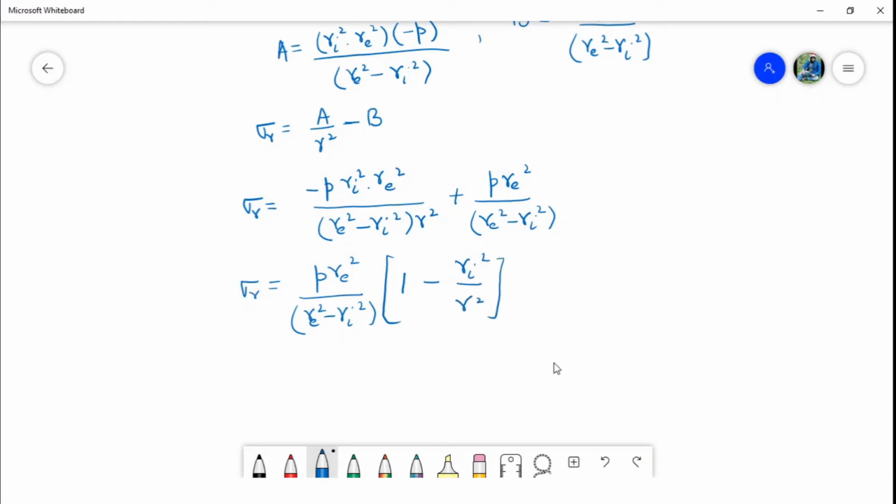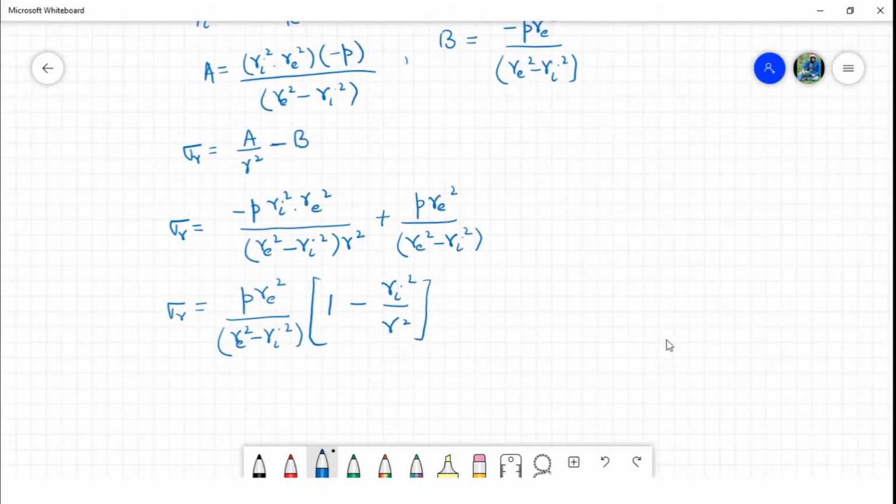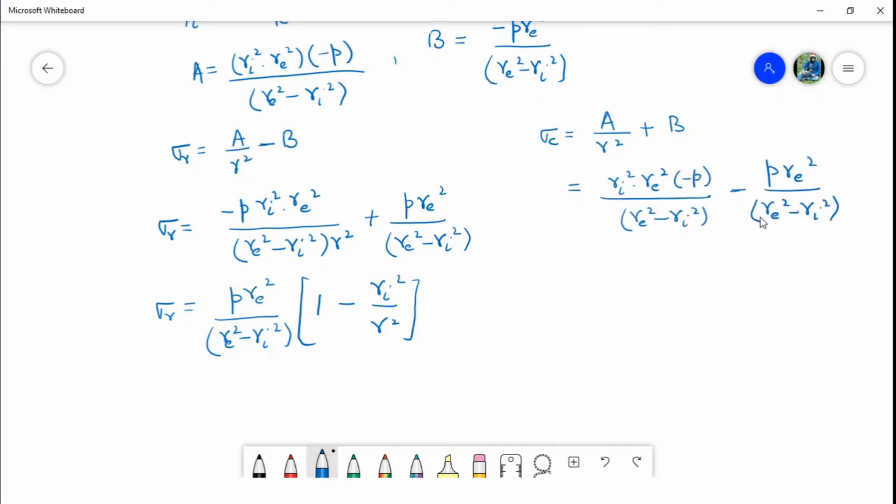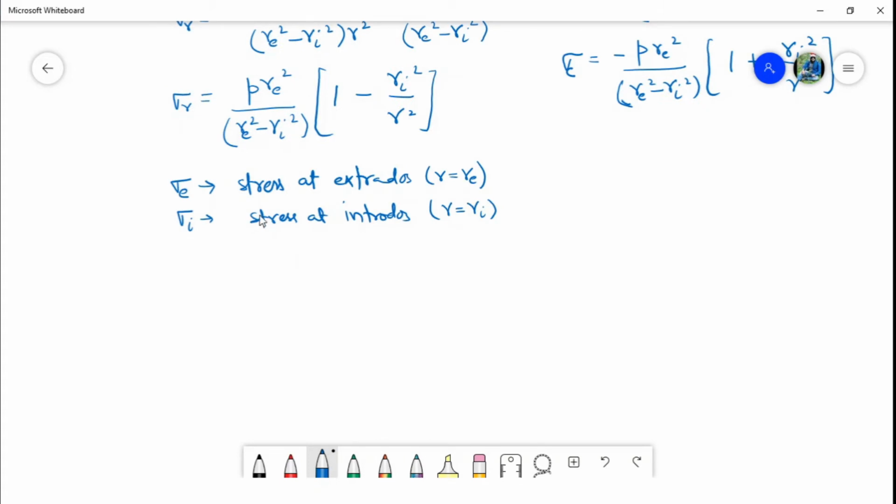Similarly, for sigma C, this is sigma C equal to A over R square plus B. Now suppose that sigma E is the circumferential stress at extrados, and sigma I represents the stress at intrados. Intrados means at R equal to Ri.